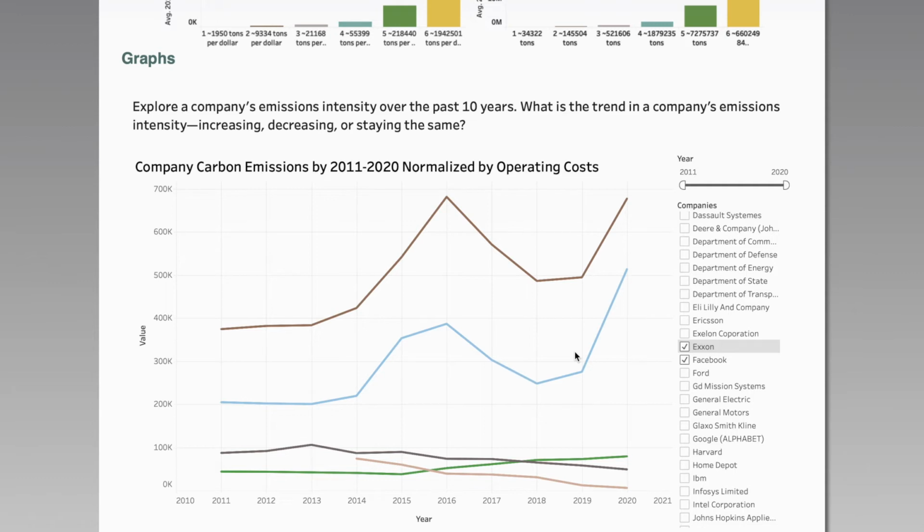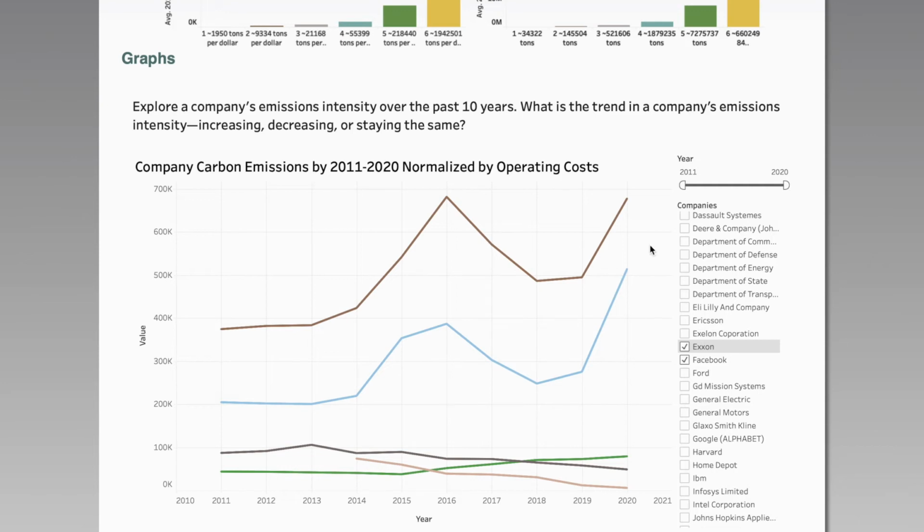This significant difference in carbon intensity is likely because Exxon and Shell are in a much more carbon intensive industry than companies such as Facebook and AT&T. So when looking at this data, it's important that we bring in the context of what industry the company is in, what work they're doing, and what that might mean for how much carbon they emit.